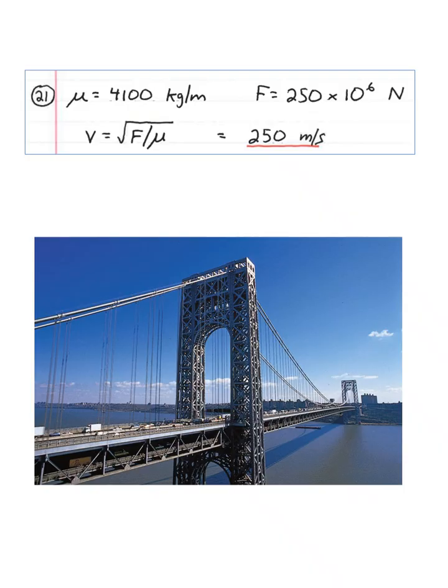Number 21, the main cables supporting New York's George Washington Bridge have a mass per unit length of 4,100 kilograms per meter and are under 250 meganewtons tension. At what speed would a transverse wave propagate on these cables? It's giving us the linear density, 4,100 kilograms per meter, and it's already in MKS units very conveniently. And the force is 250 times 10 to the 6 newtons. So the speed of a wave propagating is the square root of the tension force divided by mu, and you should get 250 meters per second.